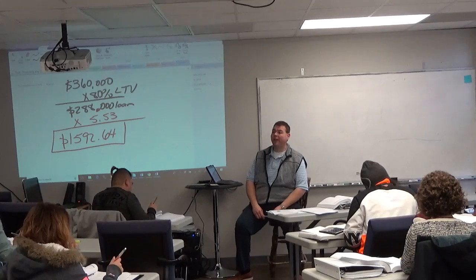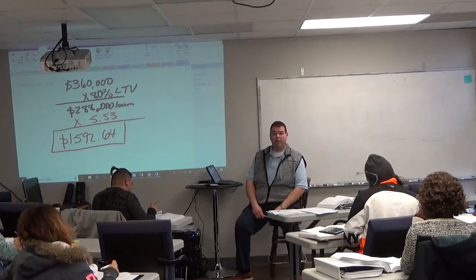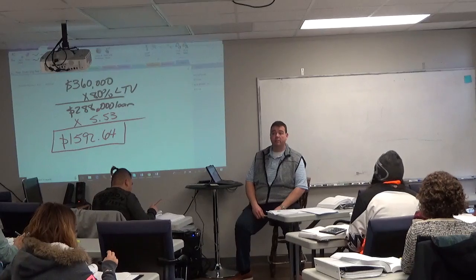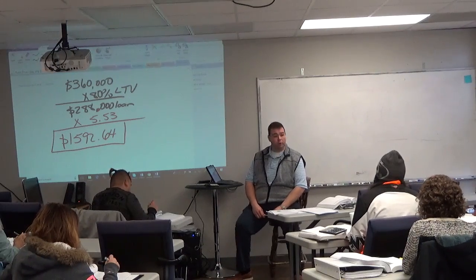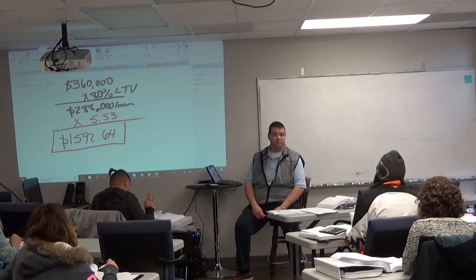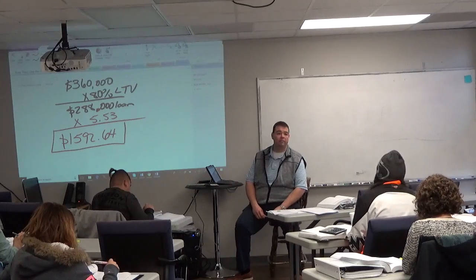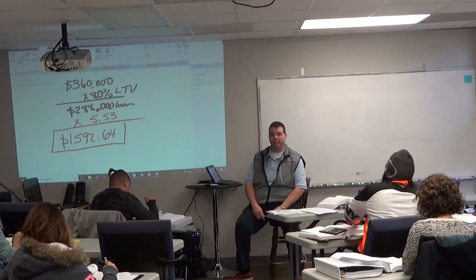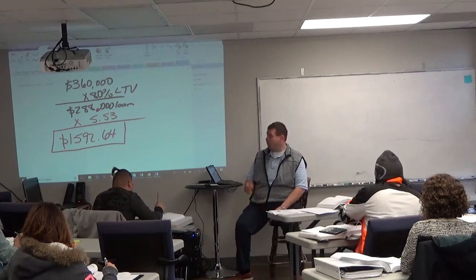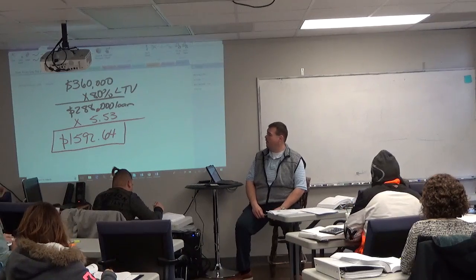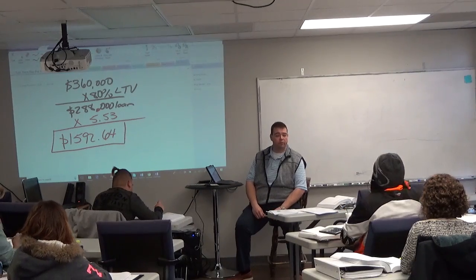So that's their monthly house payment, not accounting for taxes and insurance. If we wanted to figure out their total monthly house payment, we would need to know what the annual taxes and insurance were and then divide them by what? Divide them by 12 and add that number back in to get our total monthly PITI payment. But for just principal and interest, it's $1,592.64.